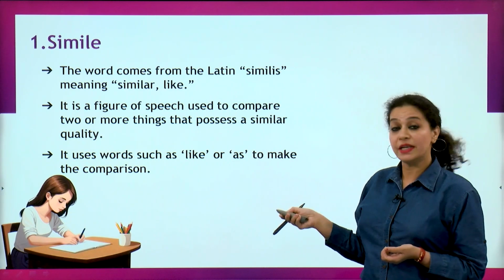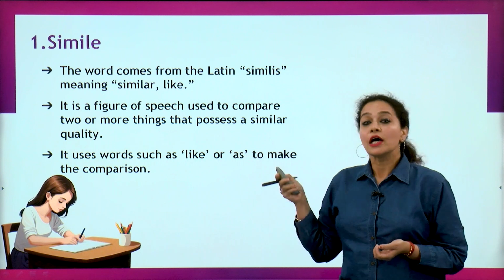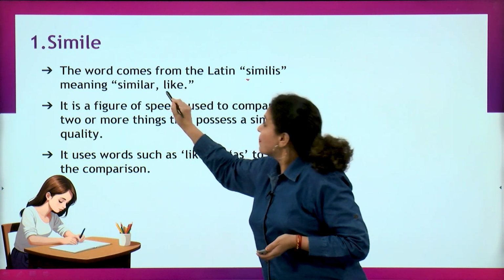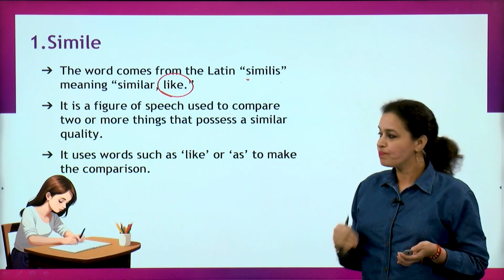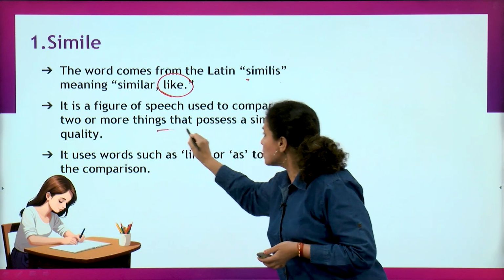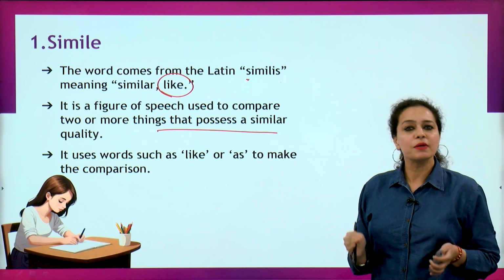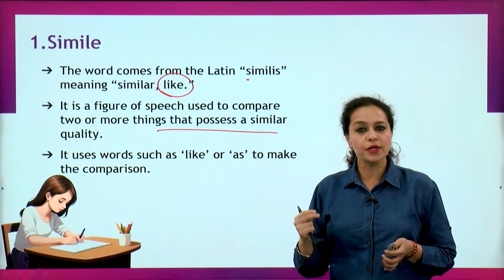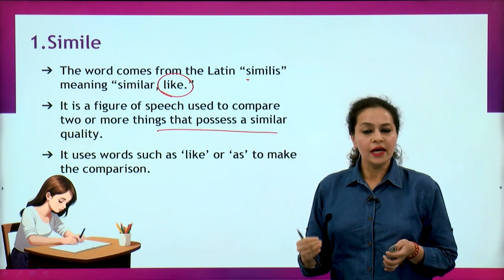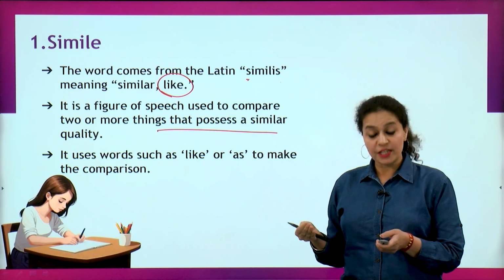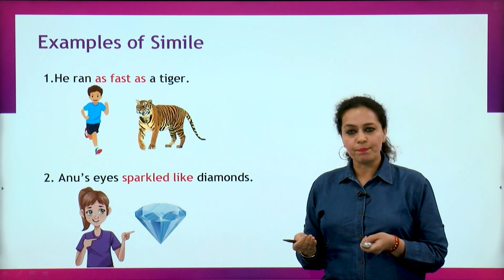Now, what is simile? As the name suggests, the word simile comes from the Latin word similis, that means like. It is a figure of speech that is used to compare 2 or more things that have a similar quality. And when we are talking about any simile, we use words like as or like. Now with the help of example, you will be able to understand this in a better way. Let's have a look at the examples.